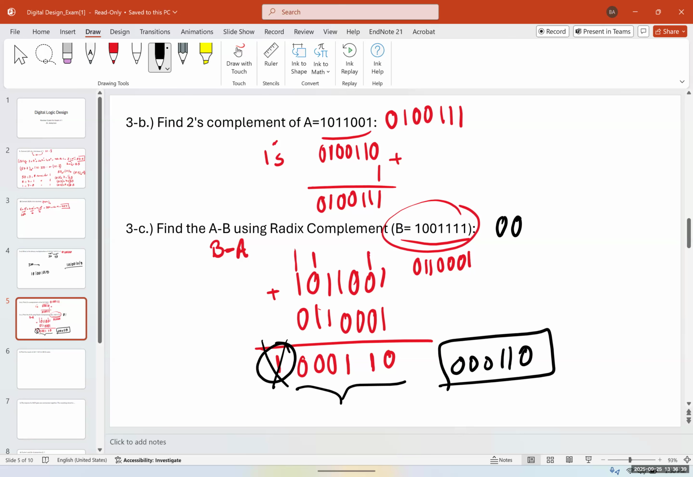Who has this number? Okay, perfect. And why did this happen? Because A is greater than B, and this is a positive answer. If we didn't have a carry on, for example, when you would do it for B minus A, you won't have a carry on. Therefore, you're gonna have a negative answer. And the answer would not be your final answer. You have to find the complement.